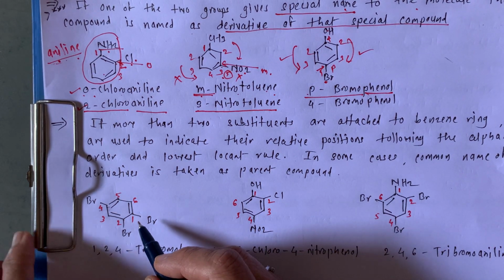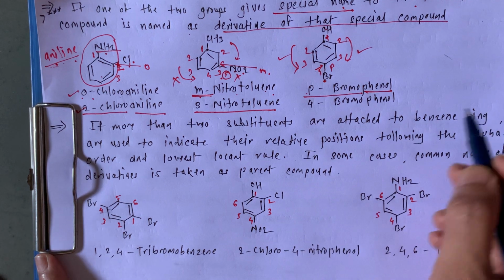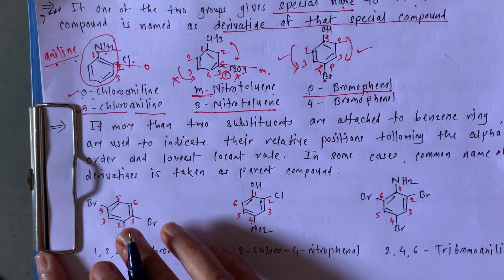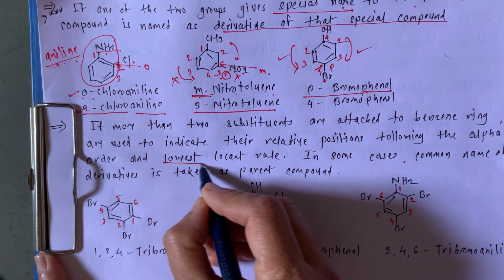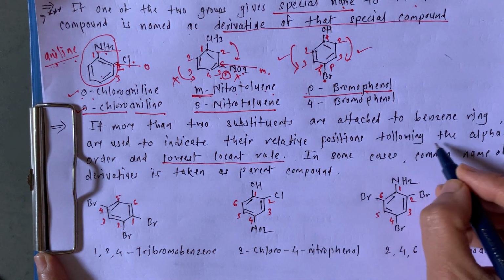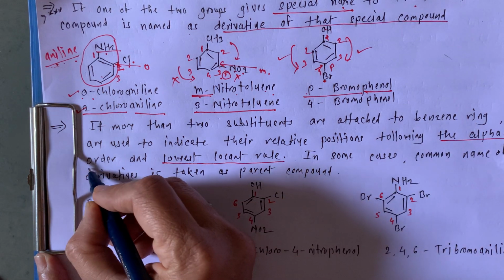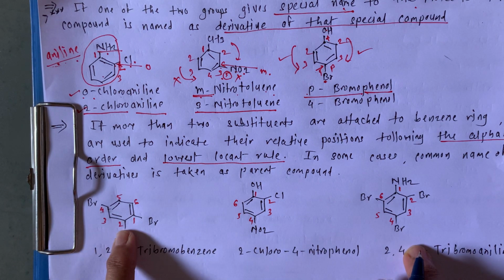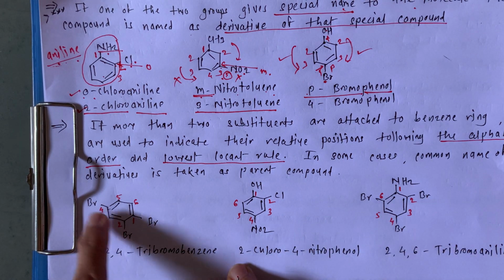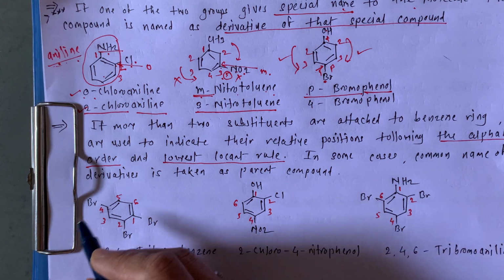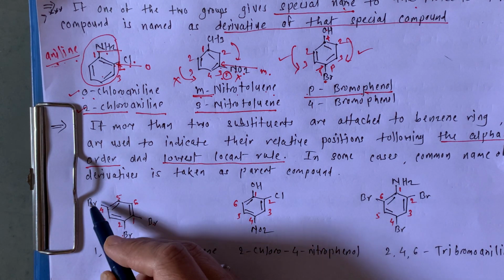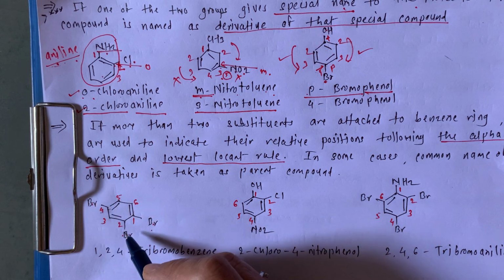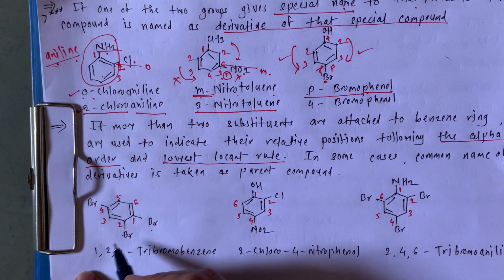So for example, what is the rule over there? You should use numbers to indicate their relative position following the alphabetical order, and the lowest locant rule means both the way we have to think. First is the alphabetical order, and it should have the lowest locant rule. Now the first one is a very simple example. All the 3 groups are same: bromine, bromine, bromine, 3 elements attached. So we only have to give numbering.